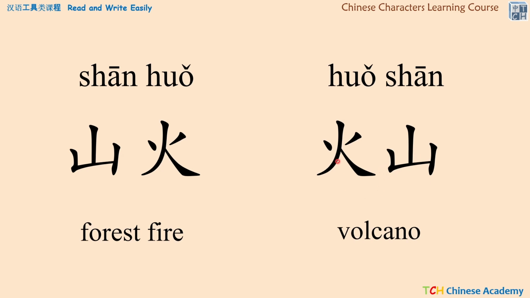So it's called 火山. And 山火, the key word is fire. And what kind of fire? Fire on a mountain, so 山火. And this 火山, the key word is mountain. What kind of mountain? It looks like a fire mountain, 火山. And how about this?